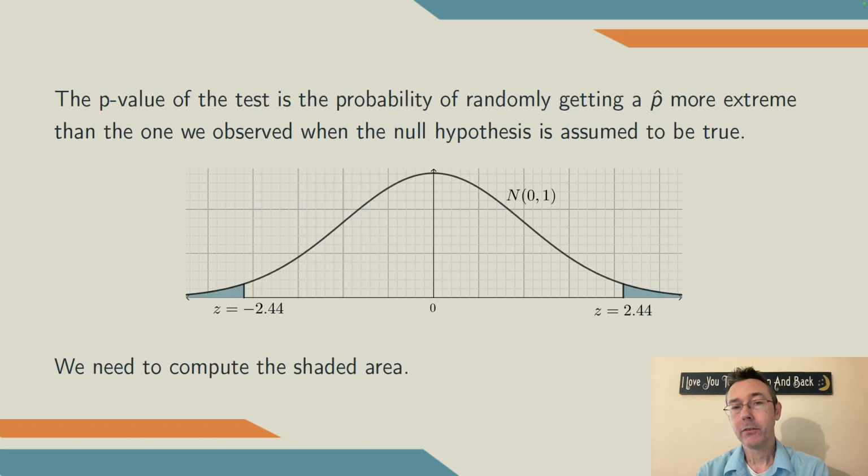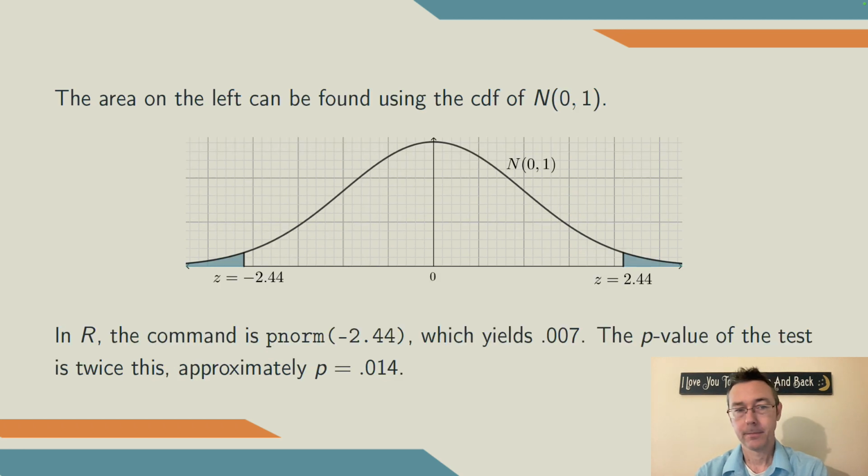We can be more specific about how radical it is by computing a p-value. That is, we want to compute the probability of randomly getting a z-score more extreme than what we actually computed just by random chance in that standard normal distribution. And that corresponds to the probability of randomly getting a p hat more extreme than the one we observed when the null hypothesis is true. In other words, we need to compute the shaded area that I have here.